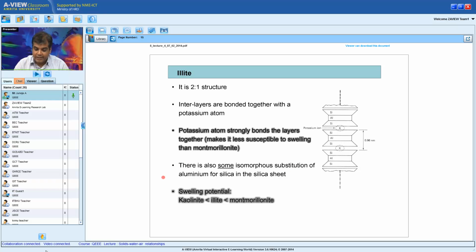To give you an idea of swelling potential, Illite is in between montmorillonite and kaolinite. Right? So that's the swelling potential range. Let me check. I have right clicked, and yes, you can download this file at your terminal. It's easy to download. Let me go to the next slide, please.